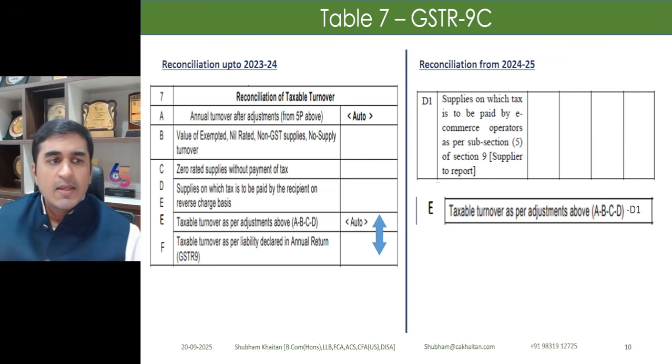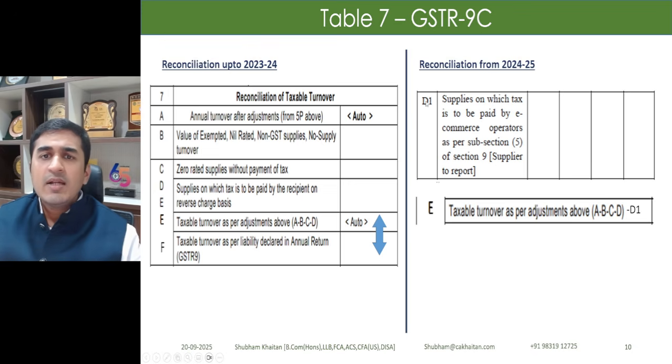Now 9C. 9C table 7 talks about reconciliation of taxable turnover. Now table 7A is the total turnover from which I am reducing all the supplies on which tax is not payable. And D1 is basically supplies on which tax is to be paid by e-commerce operator as per 9.5. So 9.5 supplies will be reported in D1, right? So supplier would be reporting the 9.5 supplies in D1.